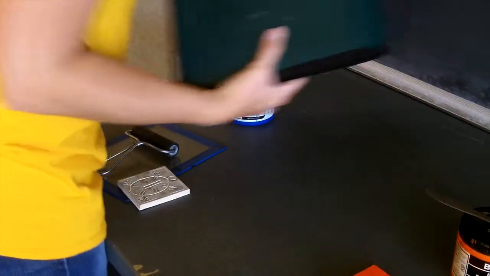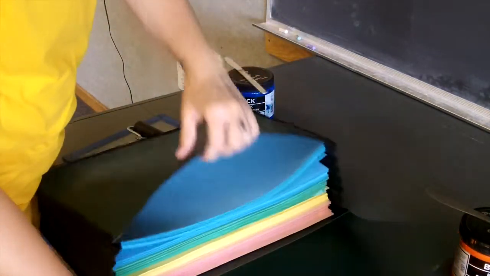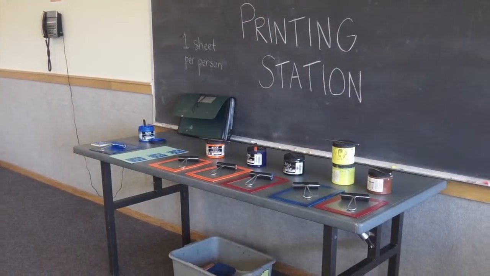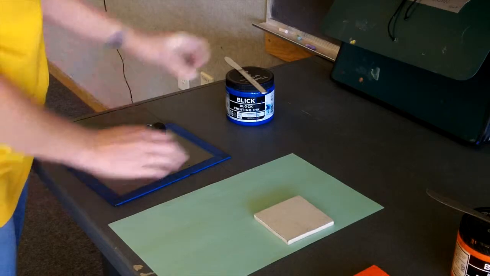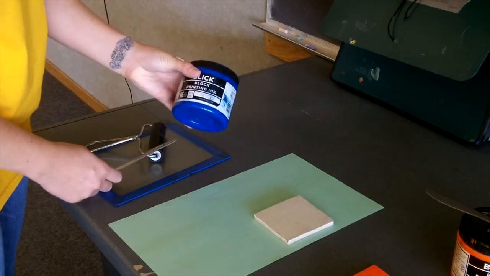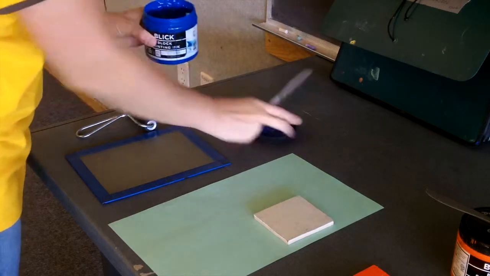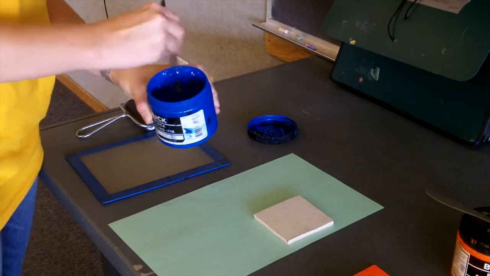Students may then take their finished block to the ink station for printing. They may choose a piece of colored paper. Each printing station will have a roller, an ink tray, ink, and a knife. Place a small amount of ink on the ink tray with the knife. The paint may need to be mixed first.